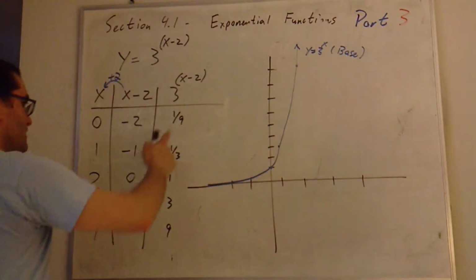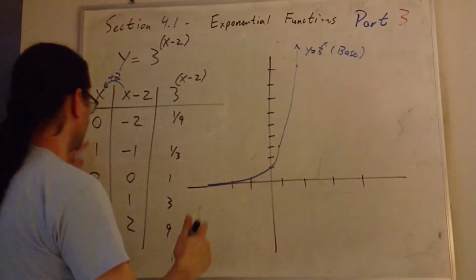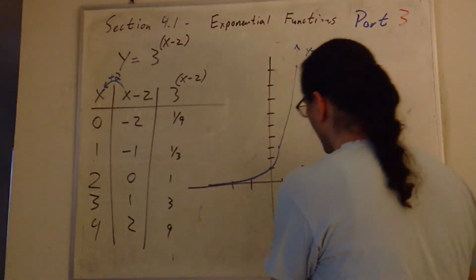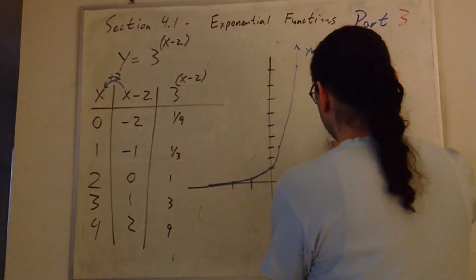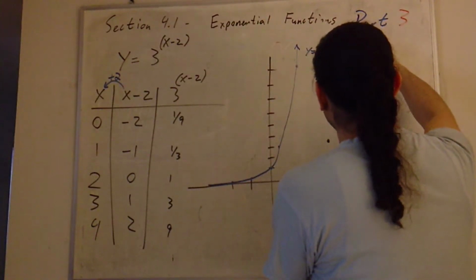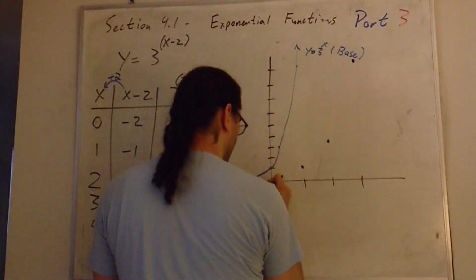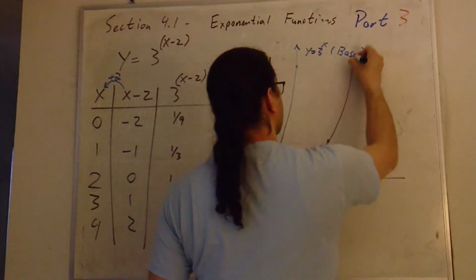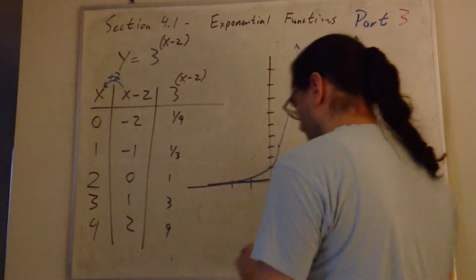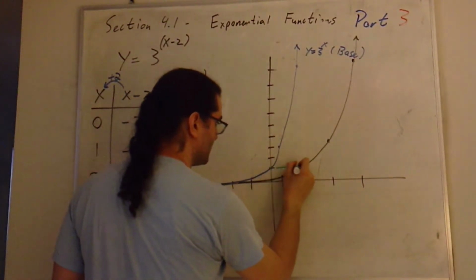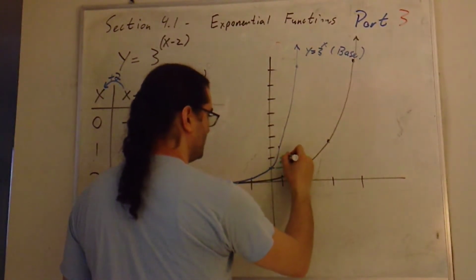And now I'm going to use the transformed function. The transformed function hits this y equals 1 point 2 units to the right when x is 2. It hits this y equals 3 point 2 units to the right when x is 3. It gets to 9 when x is 4. Here's your 1/3. There's your 1/9. So there's that function. And the relationship to the base function is it went 2 to the right.